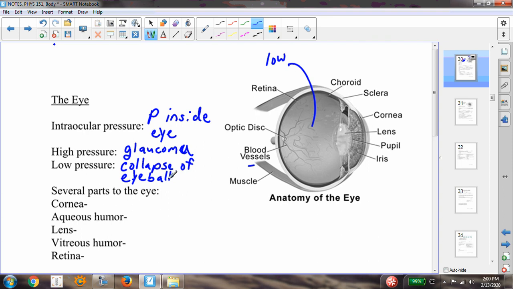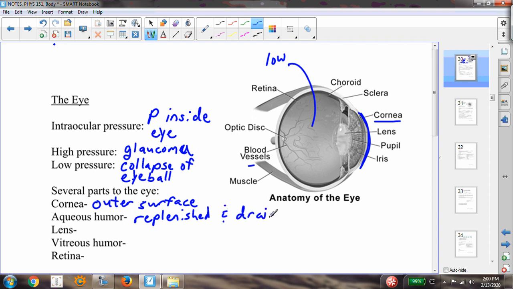The cornea is the outer surface. It's labeled here. We'll talk about the cornea again in a later chapter, but for now, all you need to know is the cornea is just this outer surface right here. The aqueous humor is replenished and drains. It is the fluid that is right here in between the cornea and the lens. So this is the aqueous humor. And this fluid will actually drain out and then it's replenished.